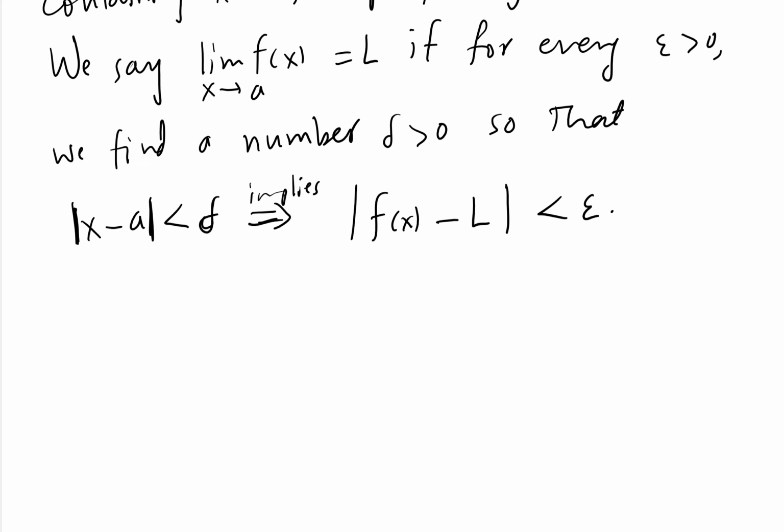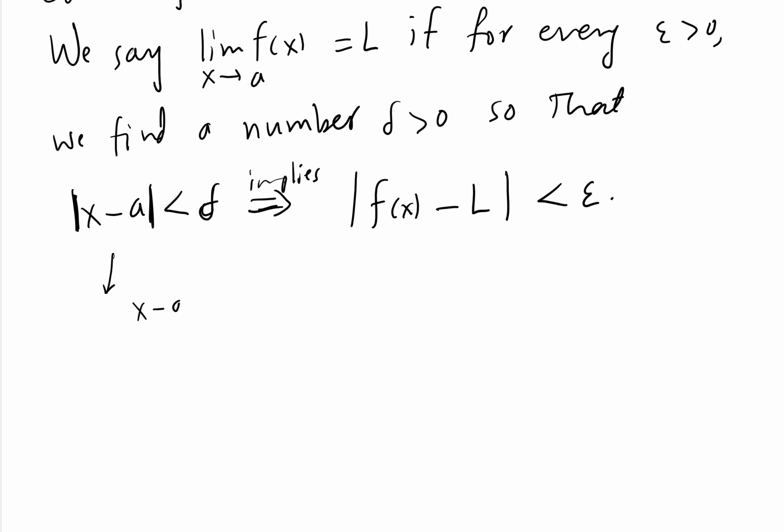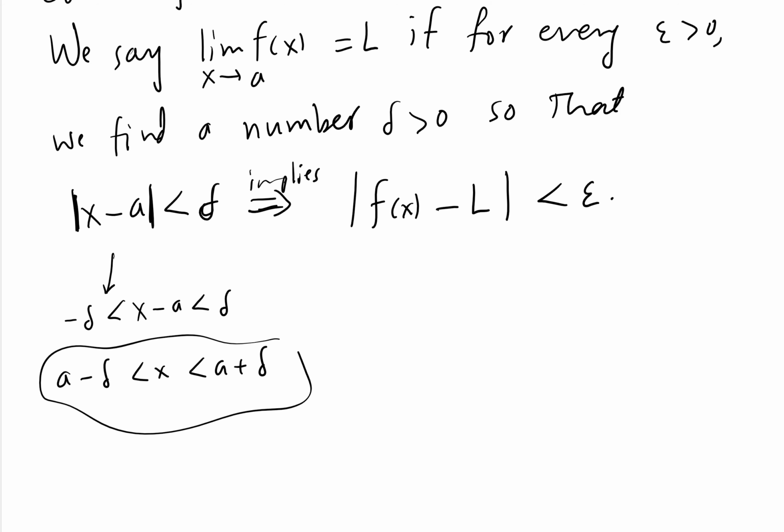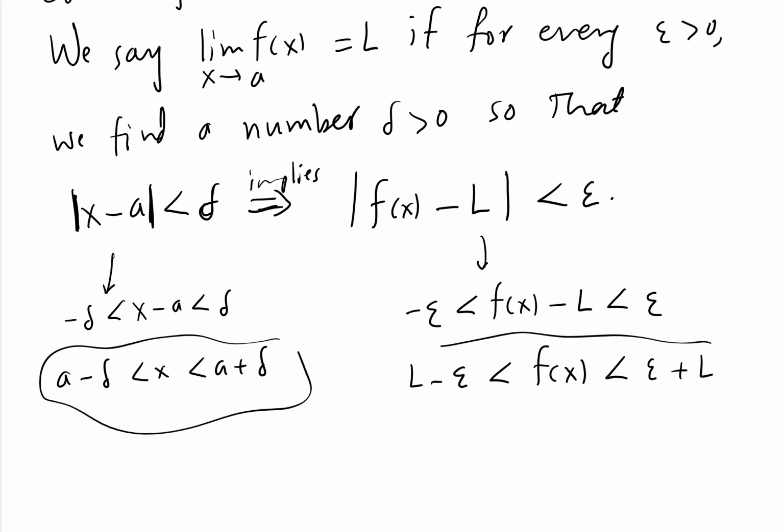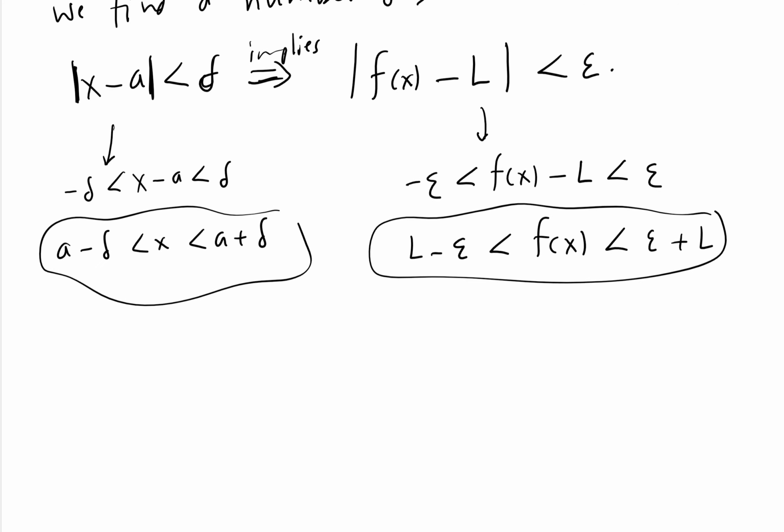Well, what does this mean here? If I want to break it, the absolute value of x minus a less than delta means x minus a is less than delta and bigger than negative delta. If you add a to all sides, you get this. Let's keep this in mind for now. Let's do the same thing for this one. Add L to all sides. And let's keep this as well.